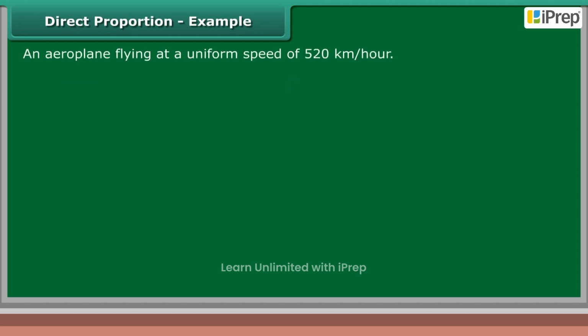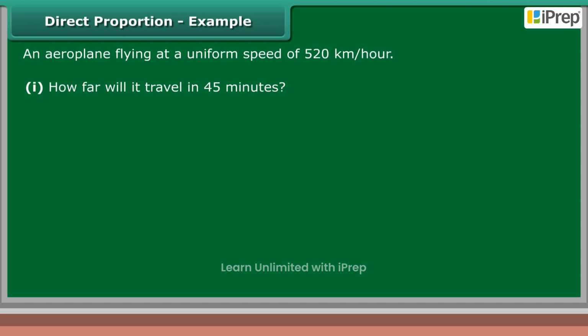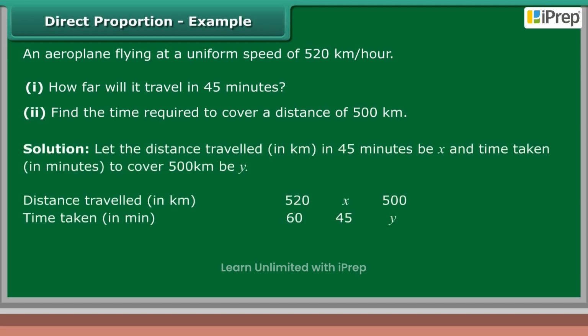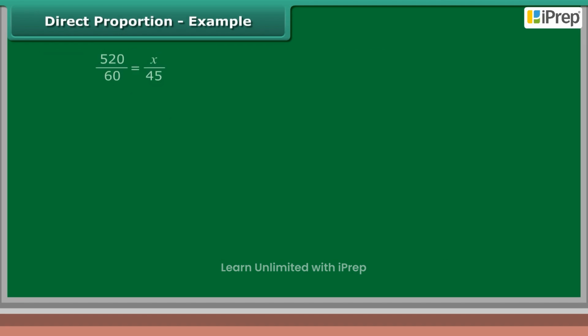Example. An airplane is flying at a uniform speed of 520 km per hour. How far will it travel in 45 minutes? Also find the time required to cover a distance of 500 kilometers. Solution. Let the distance travelled in kilometers in 45 minutes be X and the time taken in minutes to cover 500 kilometers be Y. Since the speed is uniform, the distance covered would be directly proportional to time.